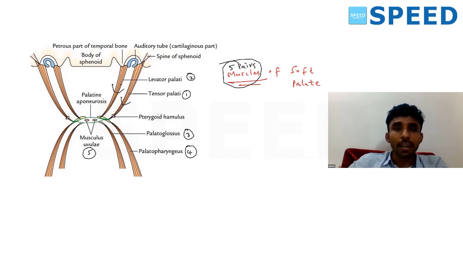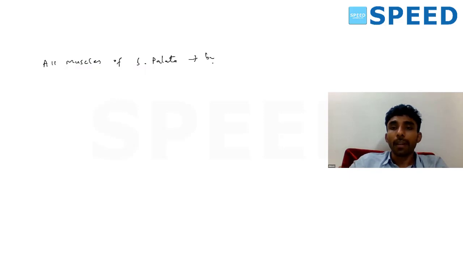Out of these 5 muscles, the tensor palati is the muscle which produces the broad structure called the palatine aponeurosis. Actually, all muscles of the soft palate are supplied by the pharyngeal plexus of nerves.